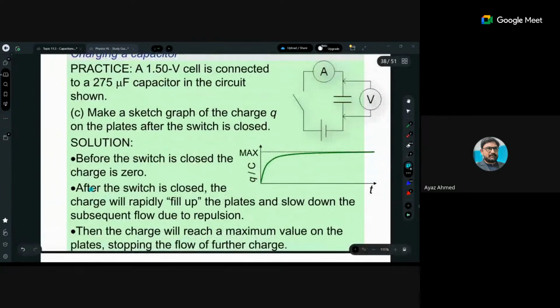Now we have the concept of charge. As you know, Q is equal to C times V. So capacitance is fixed, which means that Q is directly proportional to V. So as the voltage stored on the capacitor increases, likewise the charge stored on the capacitor increases. So I can say that the graph of voltage and charge is similar to each other, or likewise with each other.